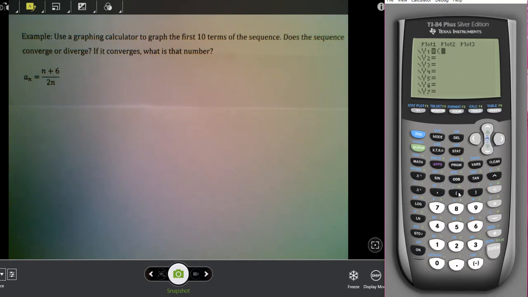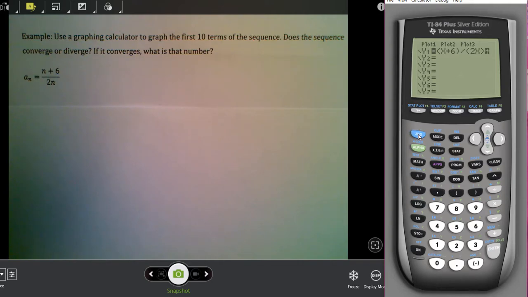And I'm going to place parentheses around the numerator and denominator so that we're not taking the 2n and just dividing it into the 6. We want the 2n to divide into the n plus 6. So we have open parenthesis, x plus 6, close it, divided by open parenthesis 2x, close it, and let's look at the table.